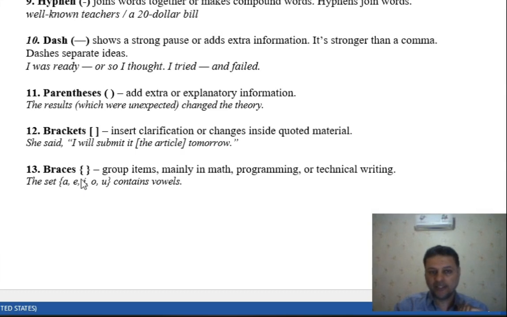And last but not least, braces. Well, they group items, mainly in math, programming, or technical writing. For example, the set {A, E, I, O, U} contains vowels, all right? Well, don't forget the vowels.